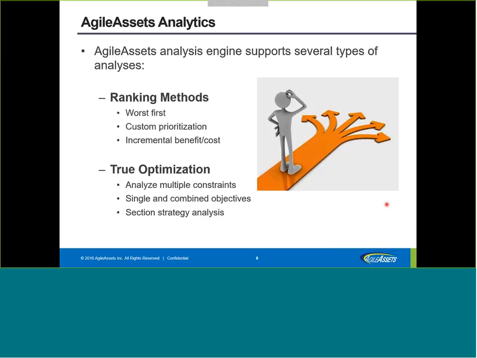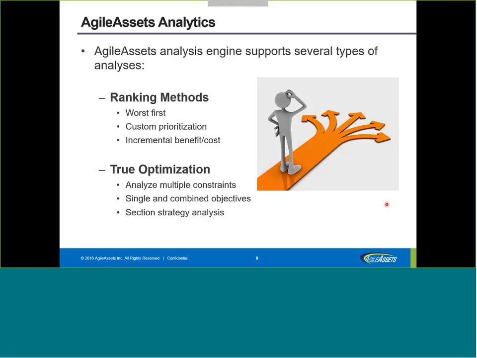In Agile Assets, we provide many different types of analyses. We do provide those ranking methods where you can even estimate what we could expect in the future if we did a worst first approach to managing our pavements. This is usually helpful in showing people why optimization and doing things in a proper way gives you many benefits over time. You can set up prioritization formulas, and you can do incremental benefit cost analysis in our software.